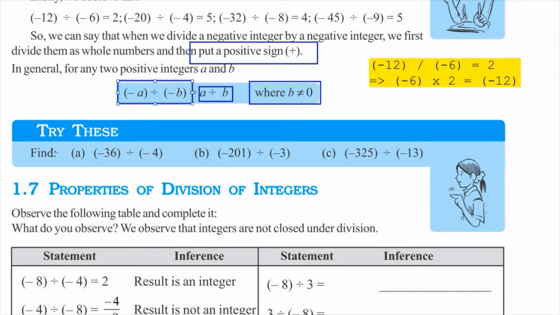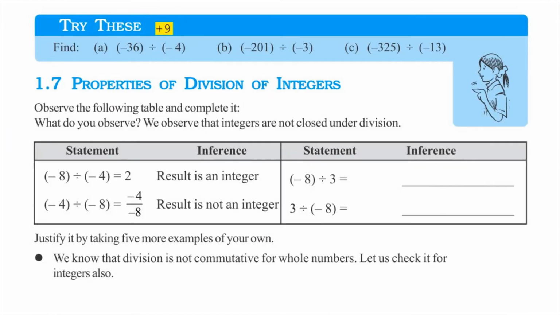Next, the next set of try these exercises. Here we have to find minus 36 divided by minus 4. We just saw that we need to divide them as whole numbers and then keep the positive sign. So 36 divided by 4 is going to give us, that's right, 9. Okay, so 36 divided by 4 is equal to 9 and then we need to keep the positive sign. Similarly, you can attempt the B and C problems.